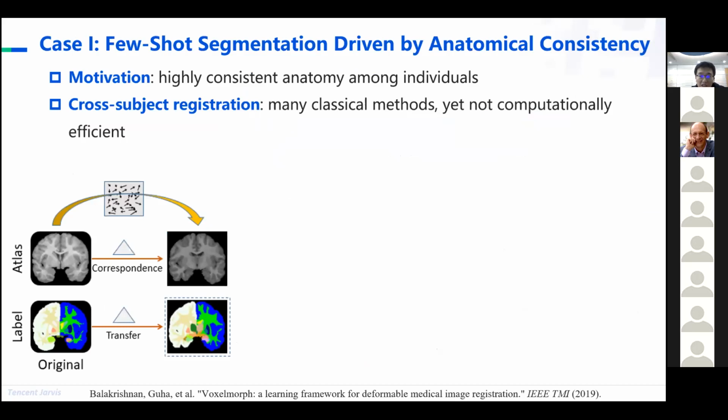Unlike natural images, medical images of human bodies actually display highly consistent anatomy among individuals. Therefore, as shown here, if we are given an atlas and a label of the atlas, then we can register this atlas to the target image to segment. Then we can also transfer this label using the same correspondence to obtain the segmentation. Actually, there are many classic methods for registration. However, they are not computationally efficient.